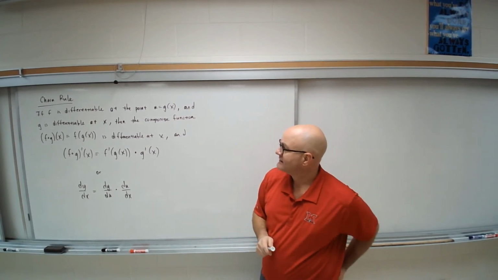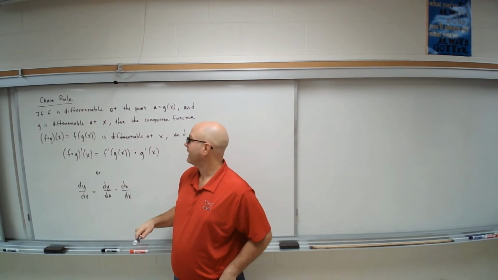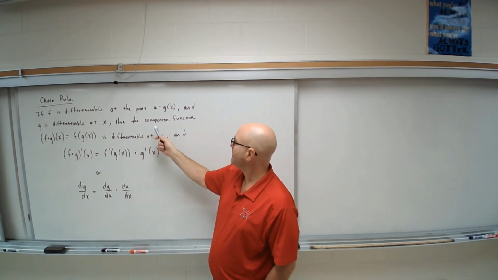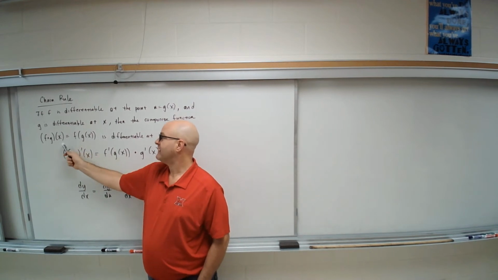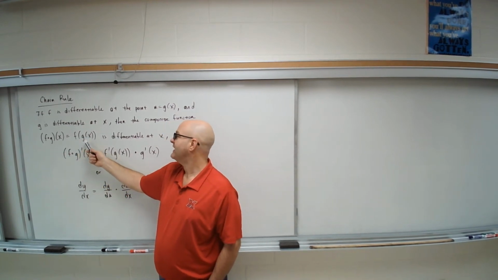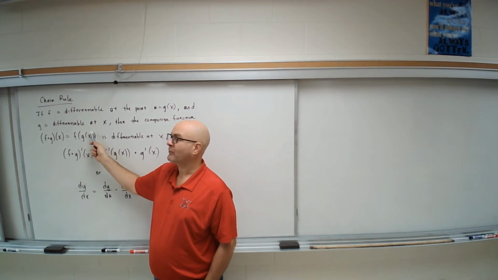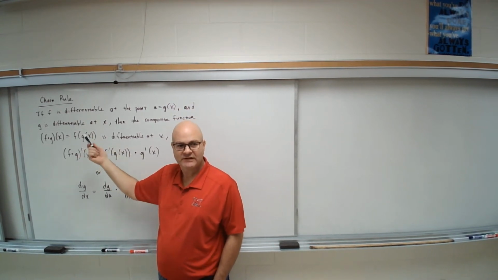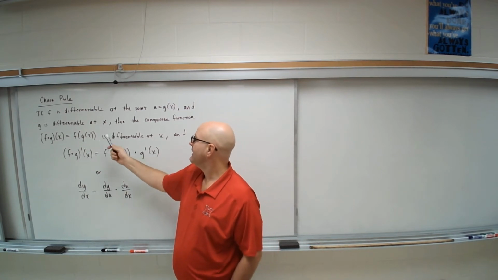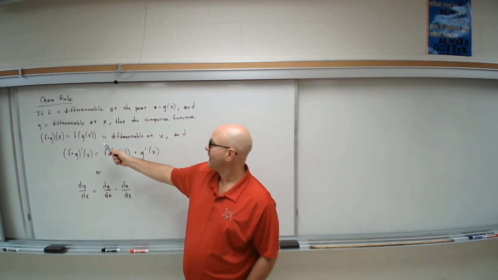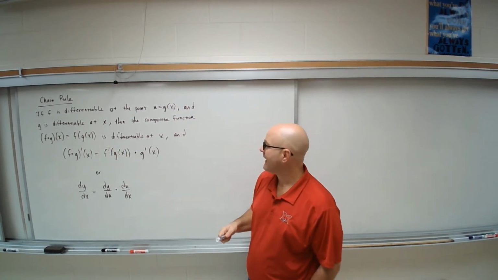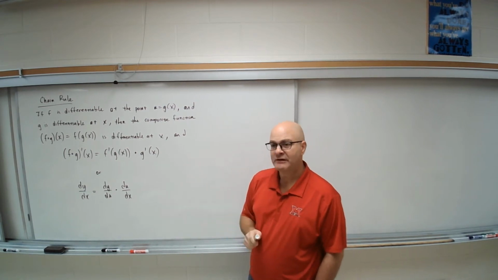And g itself is differentiable at x, then the composite function f of g of x. So again, it's just saying that g is differentiable at x, and then f is differentiable at whatever g of x was. Then that composition, f of g of x, is differentiable at x, and we can define the derivative two different ways.